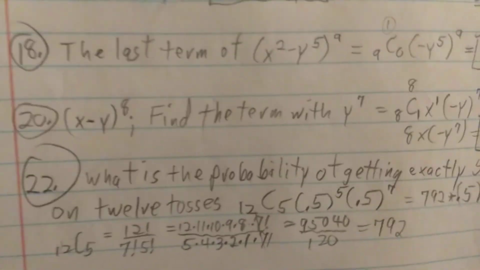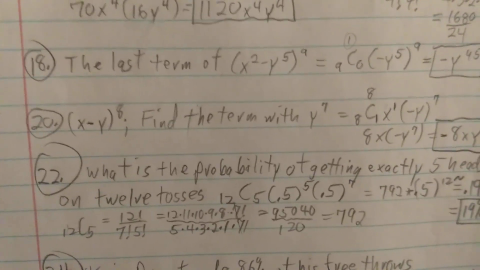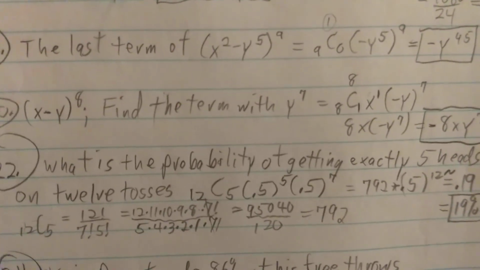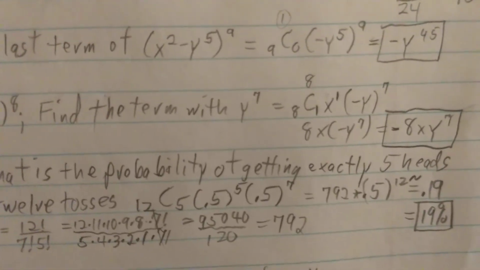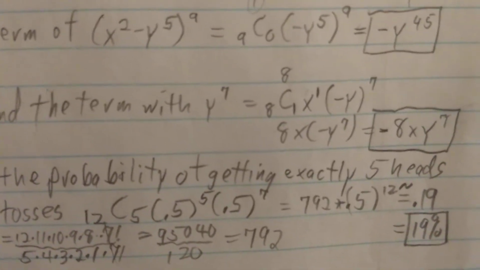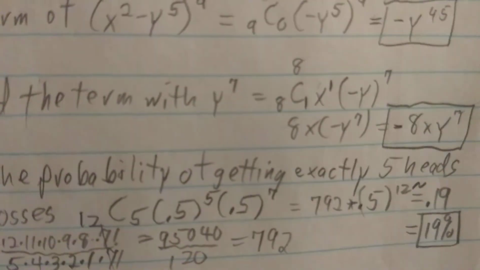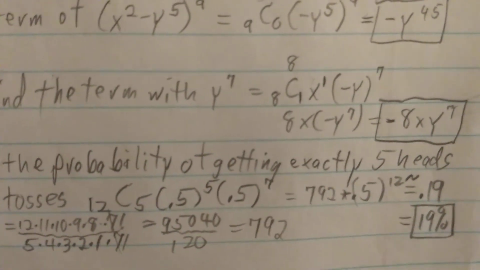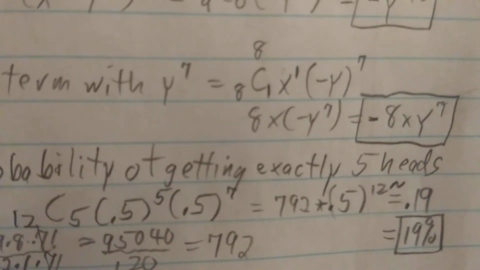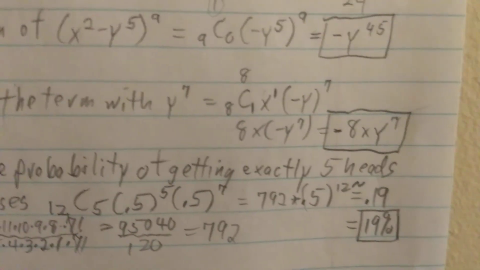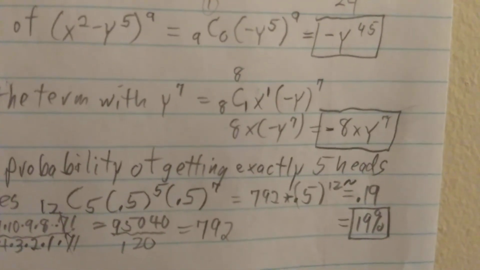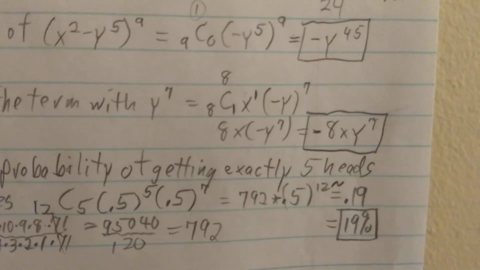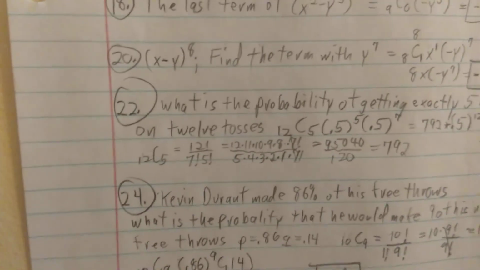So that was easy. Now 20, (x minus y) to the 8th, find the term with y to the seventh. So this is 8C1, x to the 1, (negative y) to the 7th. 8C1 is just 8, so 8x times negative y to the 7th, or putting the negative in front, negative 8x y to the 7th.